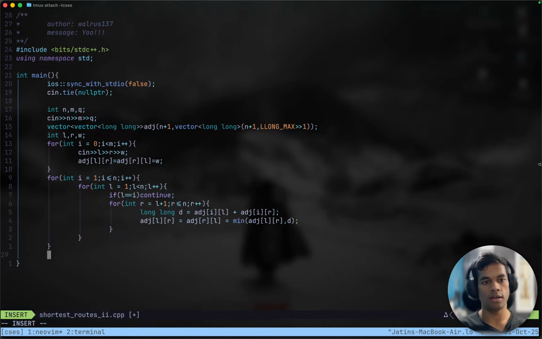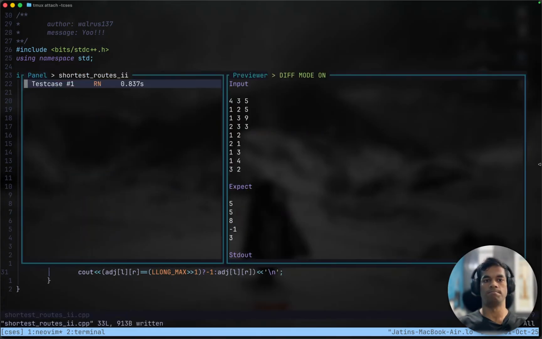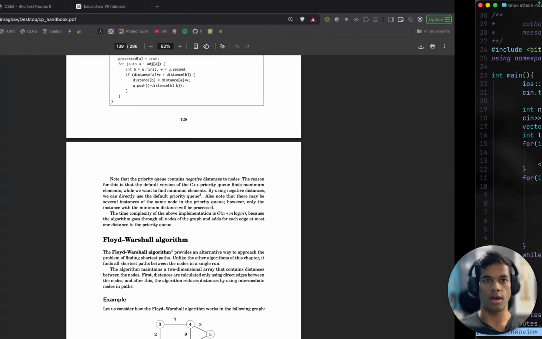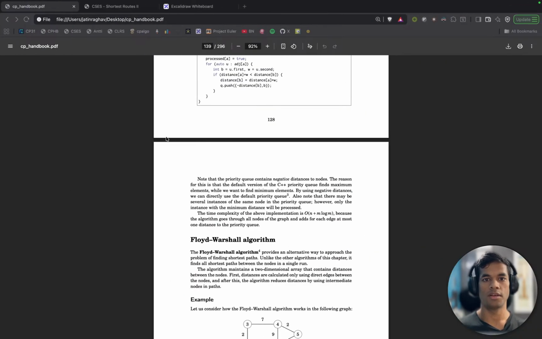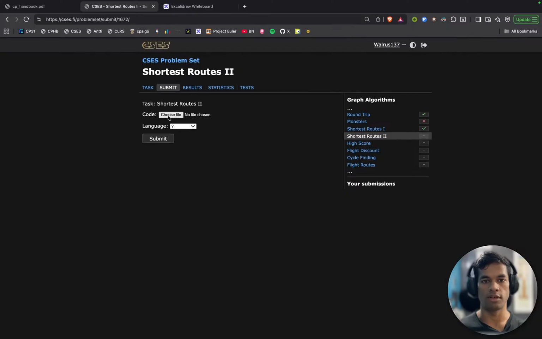And when that has been updated, we will run the query, while q minus minus, take L and R, they have been defined above. Cout depending on ADJ L R. If ADJ L R equals long max right shifted by 1, if that is the case, then output minus 1. Otherwise, output whatever the value is, ADJ L R with a new line, and this should work. It does work, and we are going to one shot this thing. We will just submit this, and this should be correct.